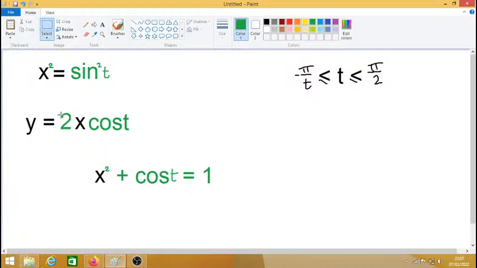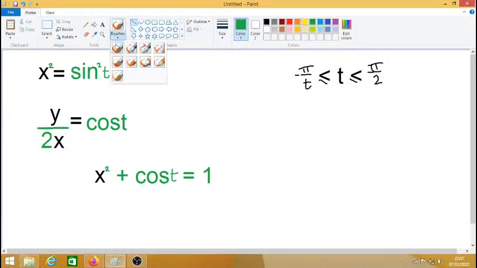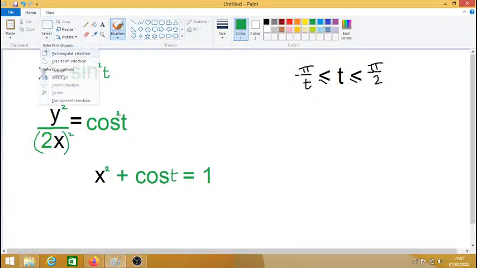Okay, let's try the second equation now. I've got y equals 2x cos t. Let's rearrange for cos. And now, once you're happy you've got cos on its own, you just want to try and square both sides. So you've got cos squared. This side will become y squared over 2x in brackets squared, and the right hand side will become cos squared t. Looks like another good match.